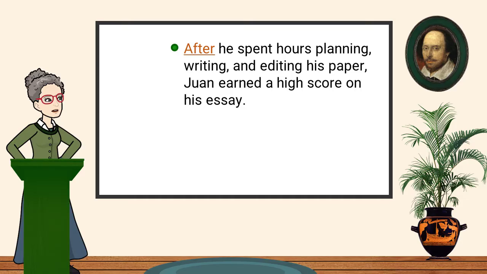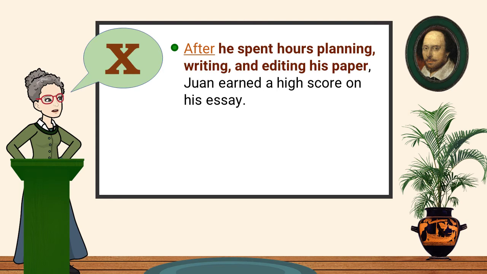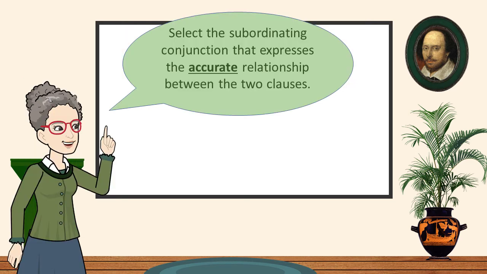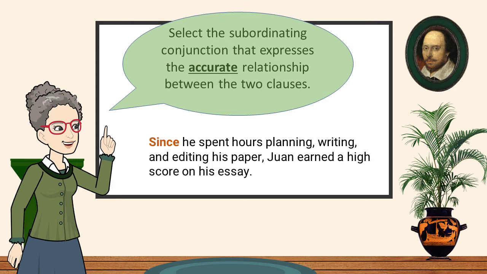What happens if the writer were to select a different subordinating conjunction? The relationship between the two clauses changes. In this case, the high score is the result of the tremendous effort, not just a matter of time. Because subordinating conjunctions convey a relationship between the adverb clause and the independent clause, you have to select the right conjunction to express that relationship. Since, as, and because, these all express a cause or reason relationship between the two clauses.